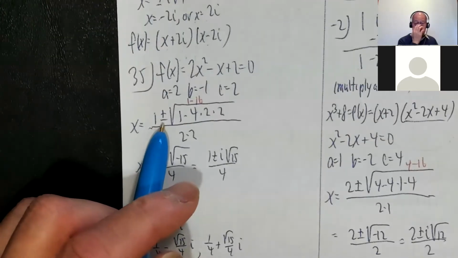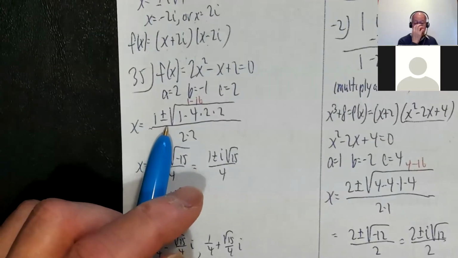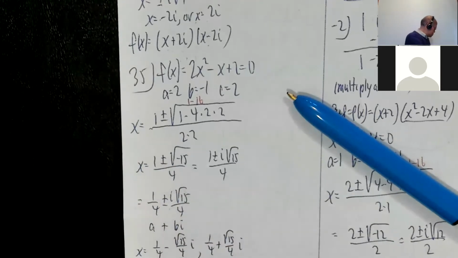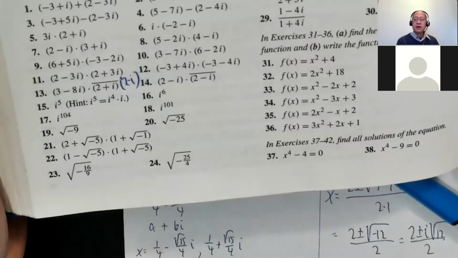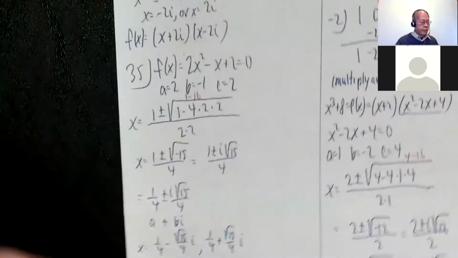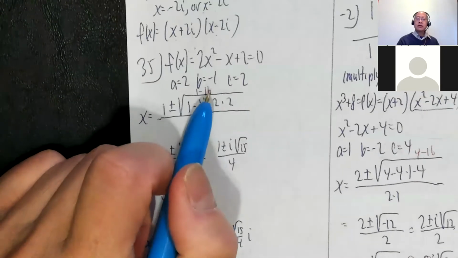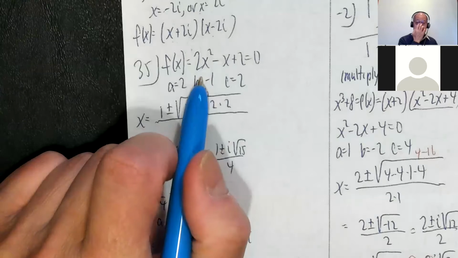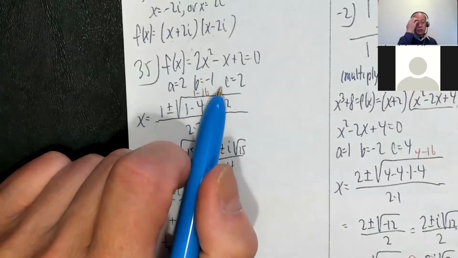35. f of x equals 2x squared minus x plus 2. Find the zeros, so set it equal to 0. Well, it looks tailor-made for the quadratic formula, right? All set to go. a is 2, b is -1, c is 2.